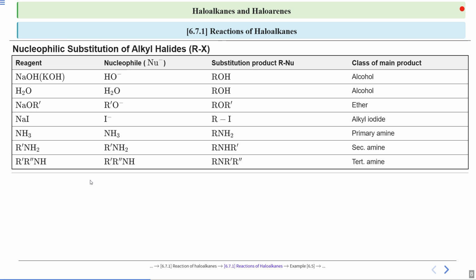So this table shows how you can get different substitution products and their classes by using different reagents and getting different nucleophiles from those reagents. These are the nucleophilic substitution products of alkyl halides.